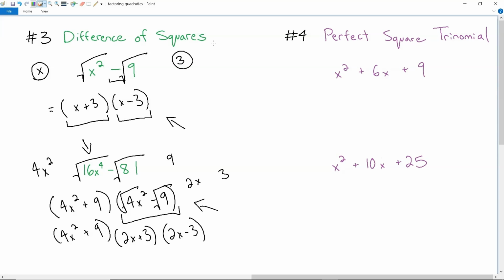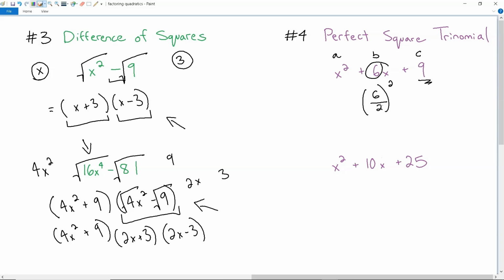Okay, only one more to go. And honestly, it's not even its own type of trinomial in terms of having different rules to solve it. A perfect square trinomial looks like a simple trinomial, right? We have our a, b, and c terms. However, if I take my b term, in this case it's a 6, I divide it by 2, and then I square root that value, I'm going to get my c value.